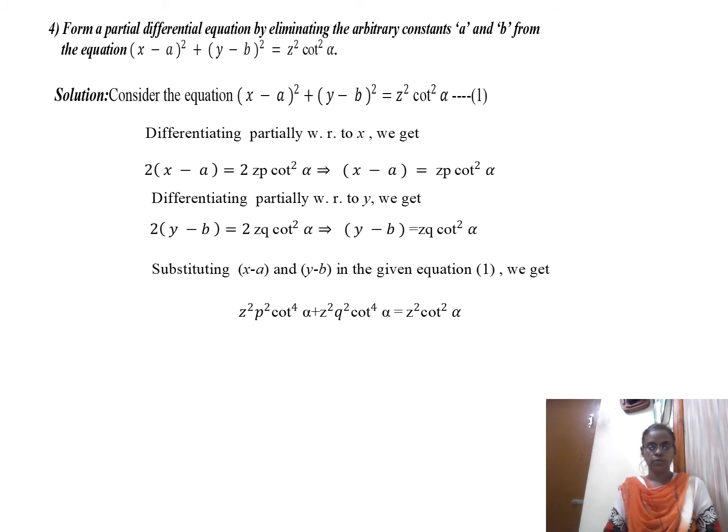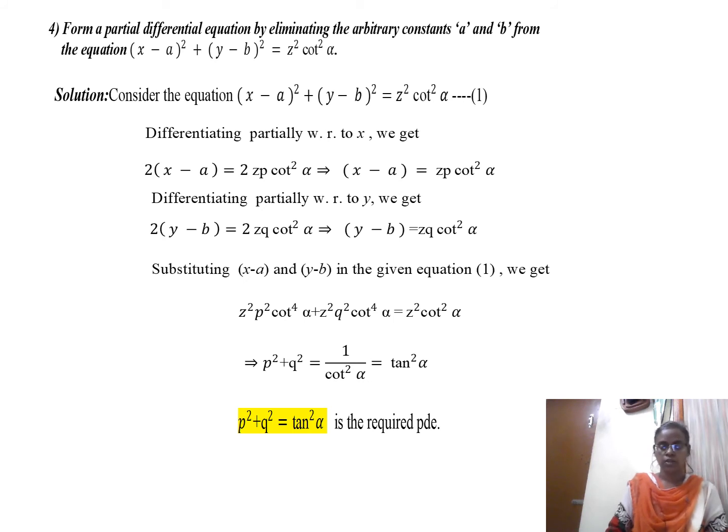So again, look at this equation. We have z squared common throughout, as well as cot squared alpha also common throughout. So when we take those two terms as common factors and simplify, we get p squared plus q squared equal to 1 by cot squared alpha, which is actually tan squared alpha. So look at this equation again. Now the arbitrary constants a and b have been removed and the partial derivatives have been inserted. So this is a partial differential equation.